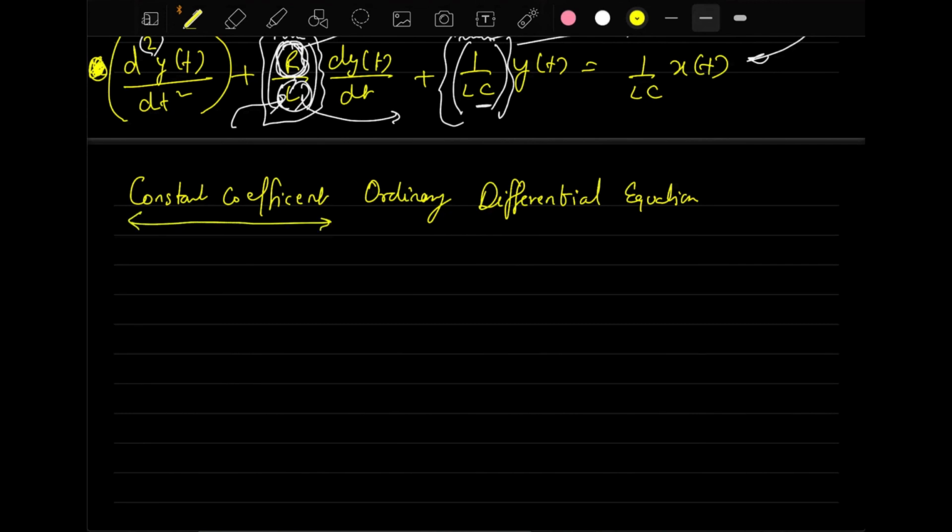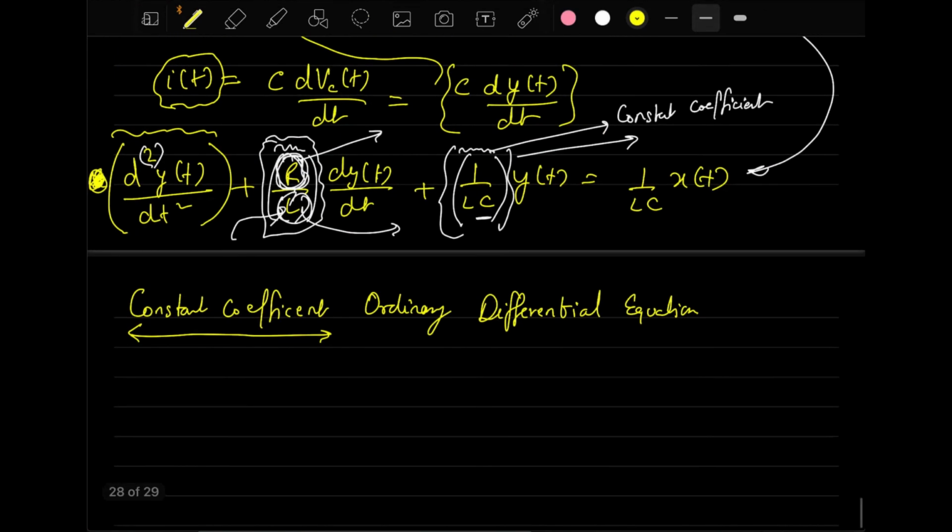So all the continuous time LTI systems, because we are mainly focusing on CT-LTI systems, can be easily formulated using constant coefficient ordinary differential equations. The term constant coefficient is because L and C, the parameters that you have here, are all independent of time. They are not varying, so they are constant coefficients, and they are called ordinary differential equations because there is no partial derivative involved here.